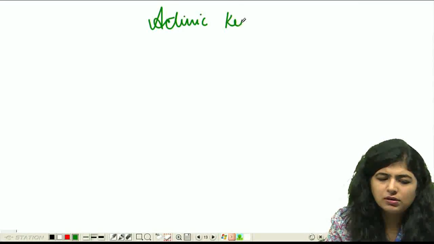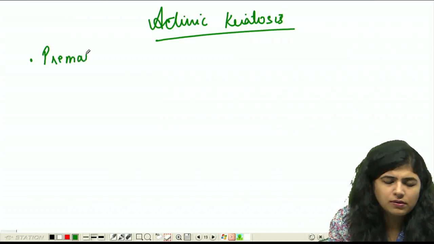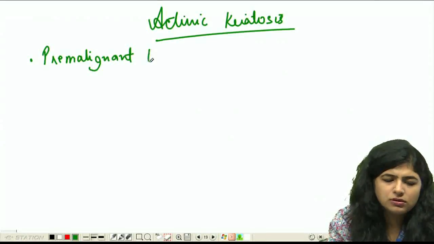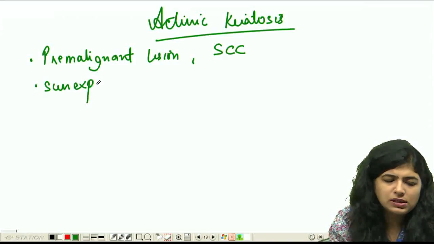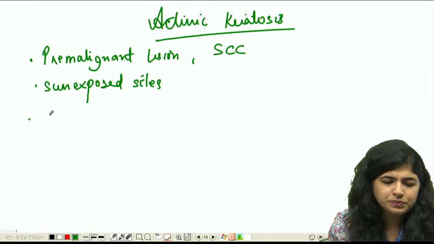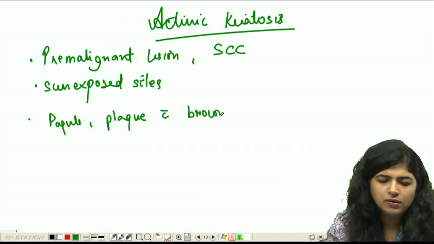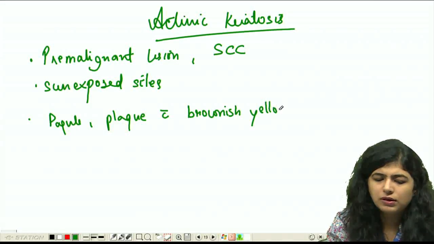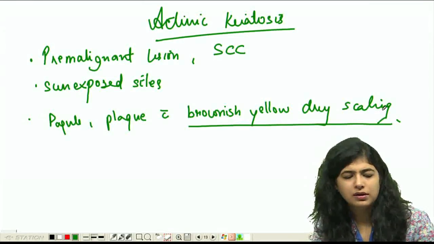Then comes the last option here, that is actinic keratosis. This is a pre-malignant lesion. It can progress to SCC. This is also seen on sun-exposed sites, as the name suggests, actinic. Then this will be a papule or a plaque with brownish, yellow, dry scaling. That's it. You need to remember about actinic keratosis.